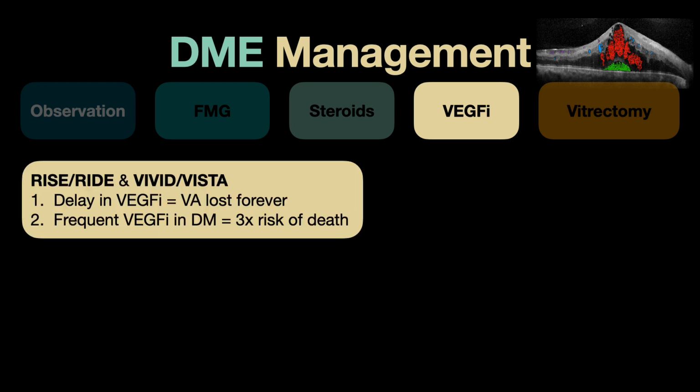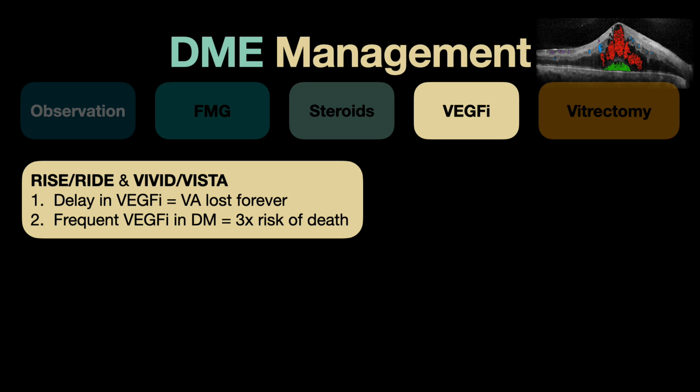So let's summarize. I didn't talk about this, but Rise, Ride, and Vivid Vista, they allowed patients in the sham arms to cross over. And when they crossed over, they never caught up to the original group. So if you delay anti-VEGF when they really need it, vision's lost forever.